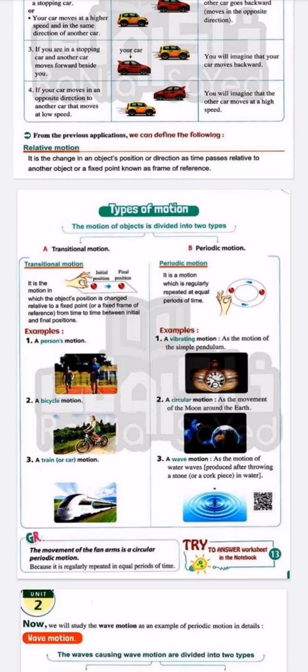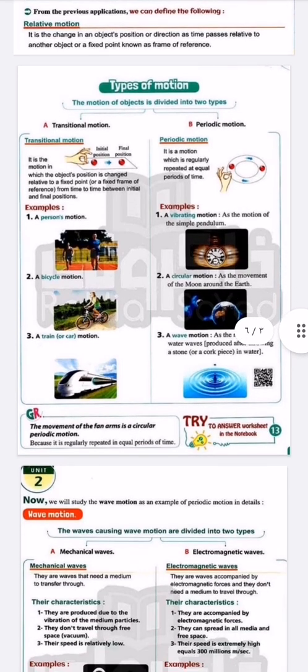Give reason: the movement of a fan arm is a circular periodic motion. Very important. The movement of the fan arm is a circular periodic motion because it is regularly repeated in equal periods of time.